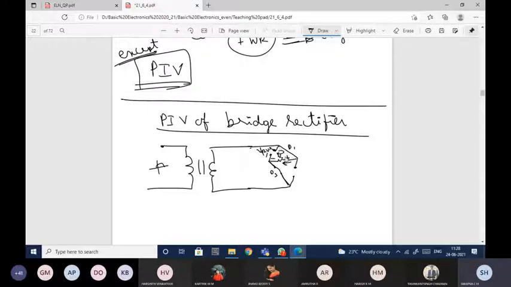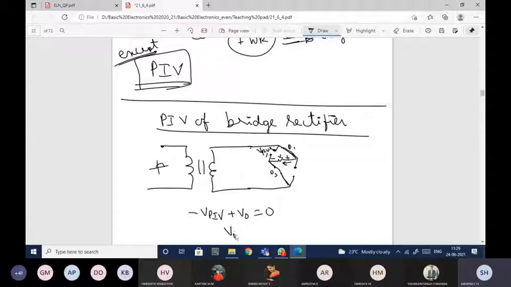Anybody have doubts here? No. Okay, fine. So let me just apply KVL here. Start from any point. So minus VPIV. Here it is 0. Then plus V0 is equal to 0. That's all. I have only 1, 2, 3 components.